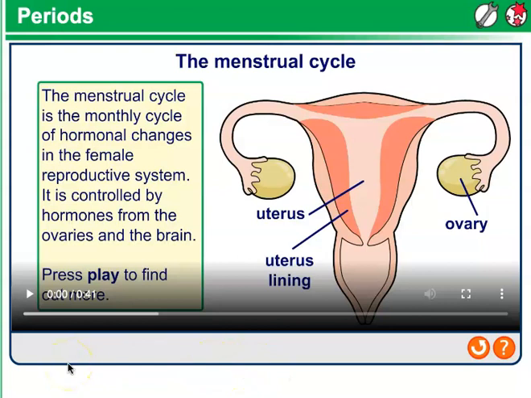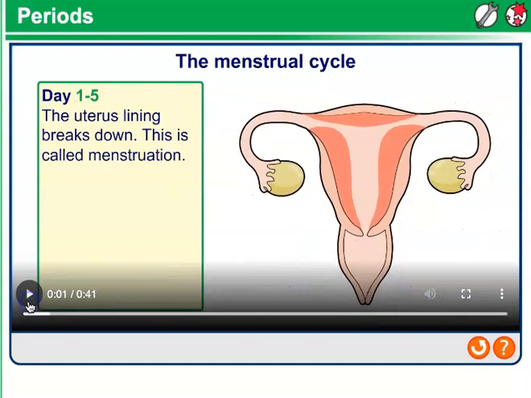So let's look at the menstrual cycle. The menstrual cycle is the monthly cycle of hormonal changes in the female reproductive system. It is controlled by hormones from the ovaries and the brain. Day 1 to 5, the uterus lining breaks down. This is called menstruation.